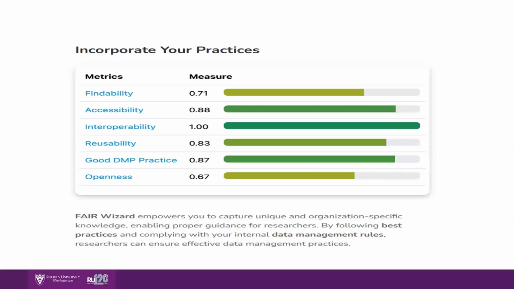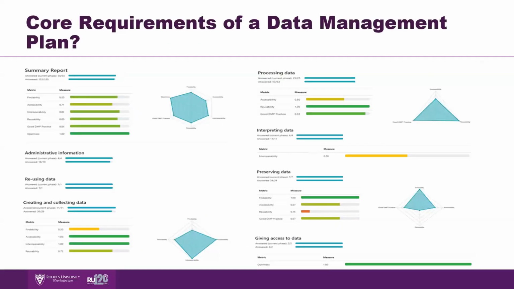So going back to this, the idea is, how do you get this? Basically, what you see is a report that is generated by Fair Wizard. This report is based on that make-believe project that I showed you earlier on. And what it shows you on the top left-hand side is a summary of the entire data management plan and the weighted scores associated with the plan.